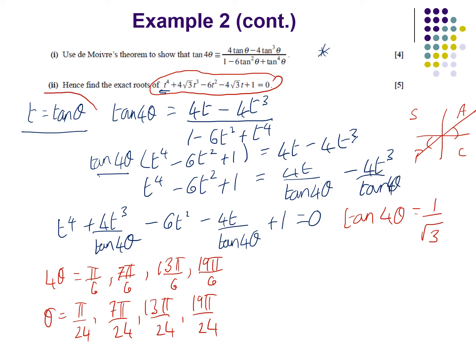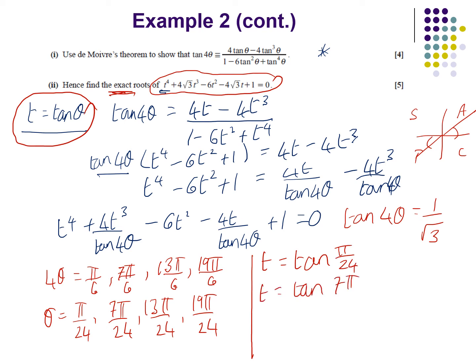Here's the bit to remember, they aren't my answers, t is tan theta. So my final answers written in exact form, exact roots are t equals tan pi by 24, t equals tan 7 pi by 24, t equals tan 13 pi by 24, and t equals tan 19 pi by 24. I think that's really neat to be able to solve a quartic equation like that, giving your answers in exact form using trig functions. I do think that's quite cool. Okay, so that's the second one of those done.